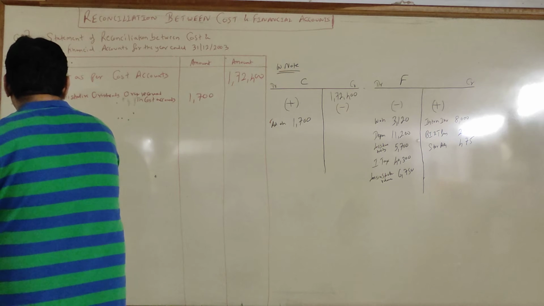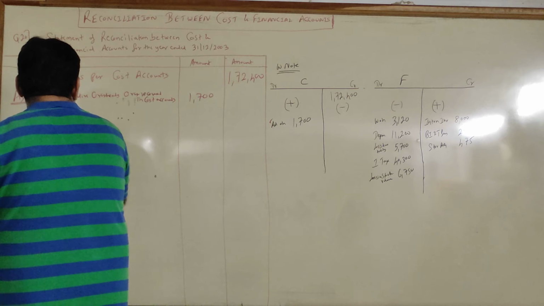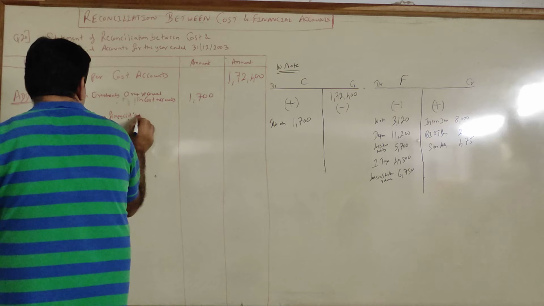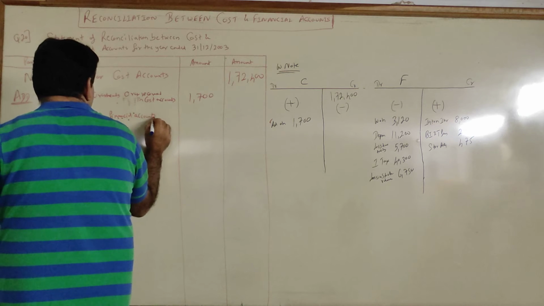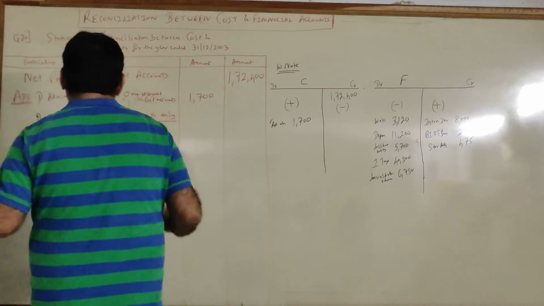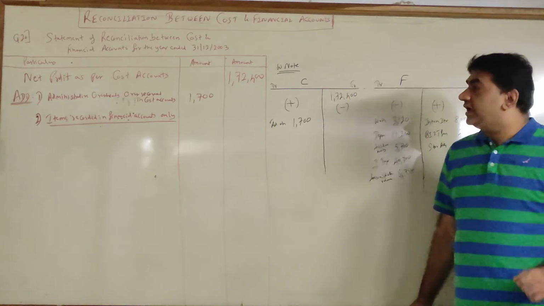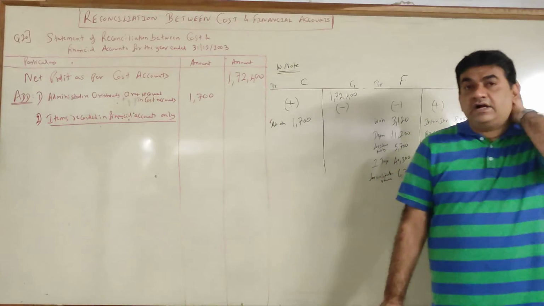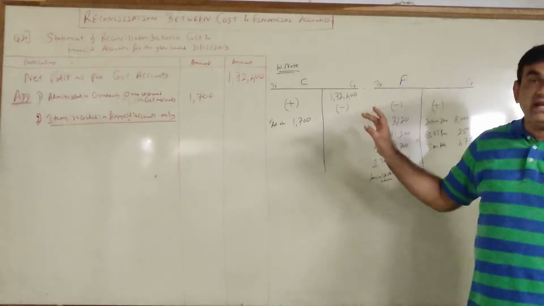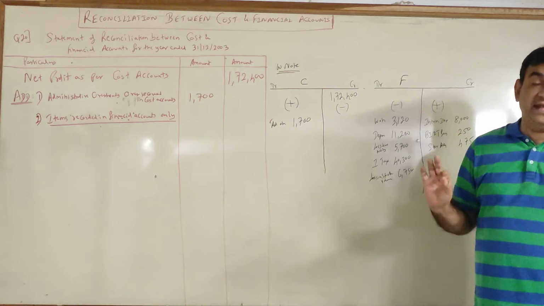Second, items recorded in financial accounts only. Items recorded in financial accounts only. So we have given the heading, now we'll just write a description. There is no need to write a statement again and again.